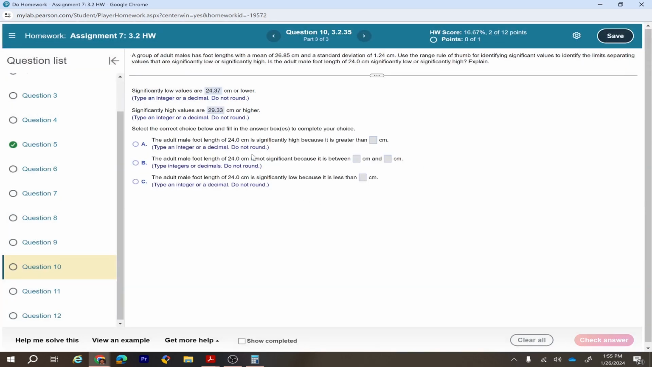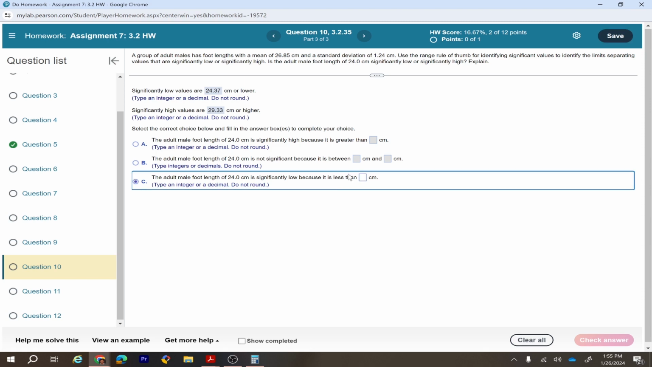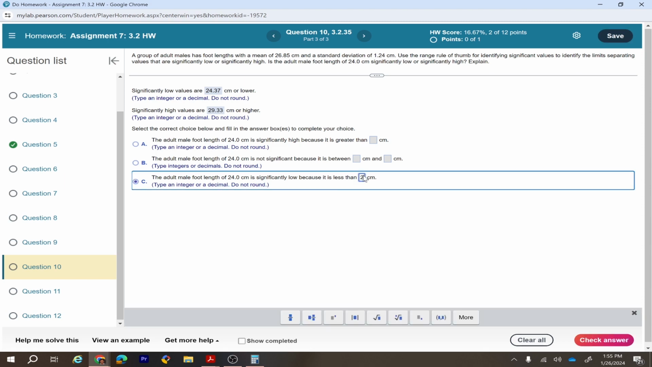Okay, select the correct choice. Now we have to answer this question. Is the adult male foot length of 24 centimeters significantly low? 24 centimeters is less than this low value. So the adult male foot length of 24 centimeters is significantly low because it's less than 24.37.